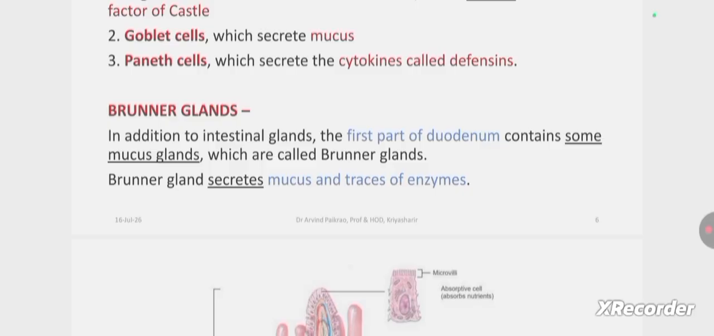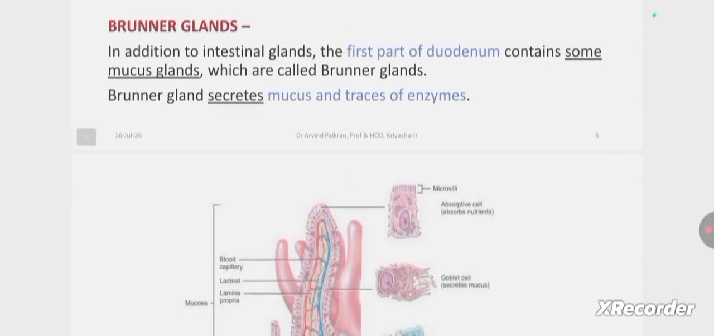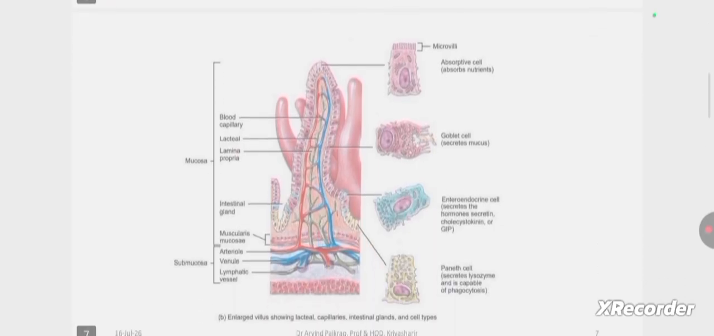Then the Brunner gland, a special feature of the small intestine. The Brunner gland is deeply rooted in the submucosal layer. It is found in the first part of the duodenum, and it secretes mucus along with certain enzymes. This is the special feature of the small intestine that we'll find here. We'll see this gland and what the different cells are.